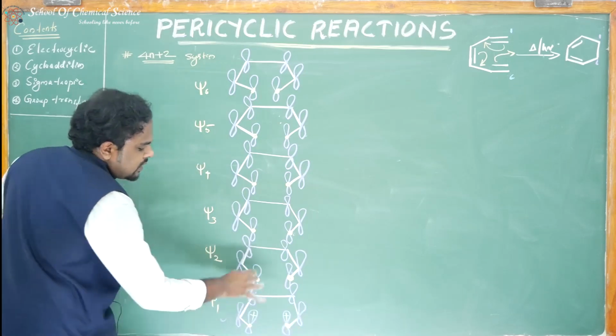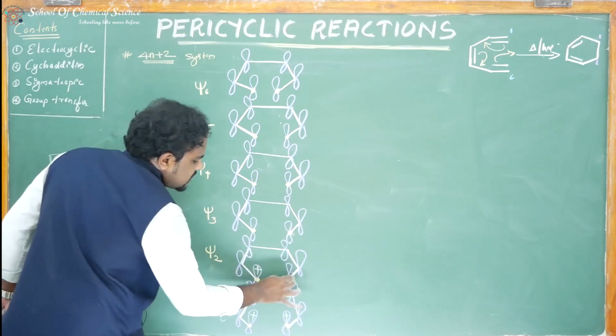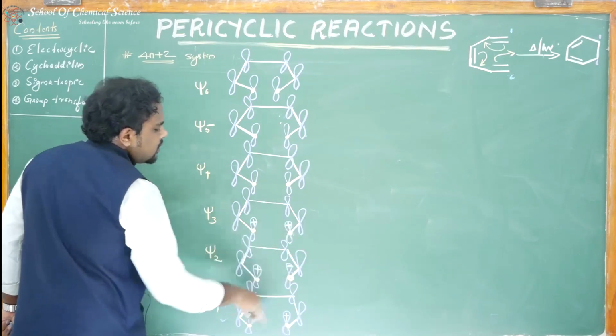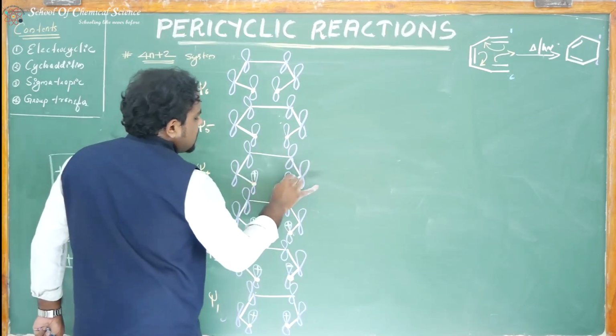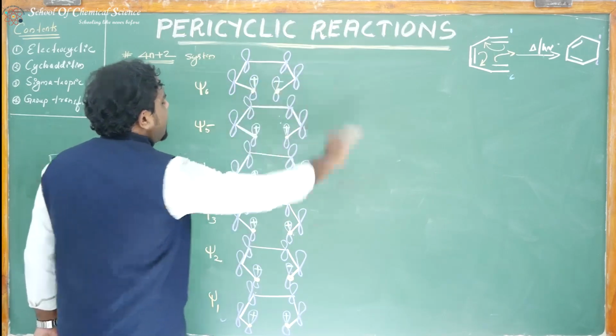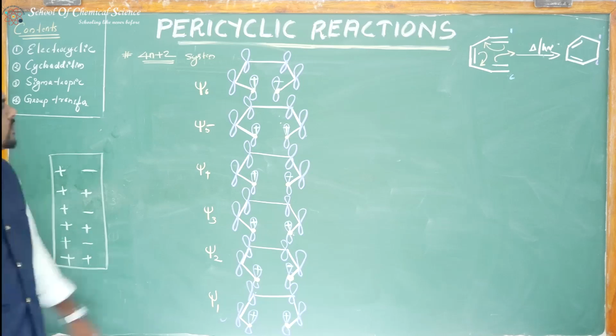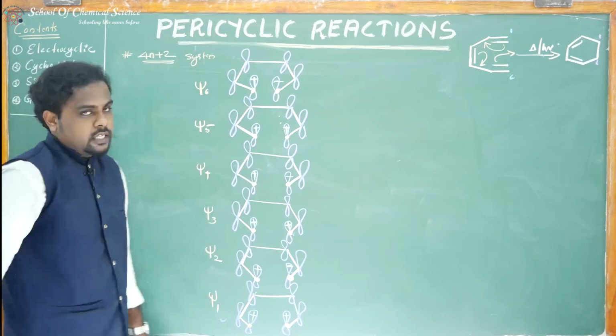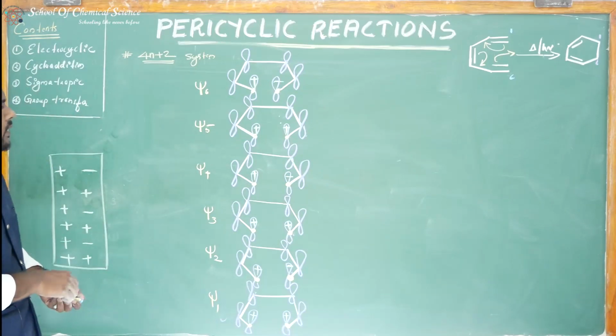So psi 1 both plus, psi 2 plus minus, psi 3 plus plus, psi 4 plus minus, psi 5 plus plus, psi 6 plus minus. That is the sign of the six molecular orbitals. Very, very important. Give a star mark. You can expect a question.